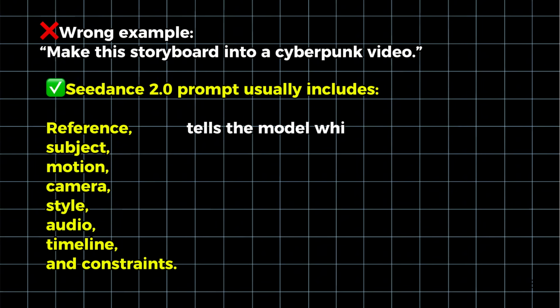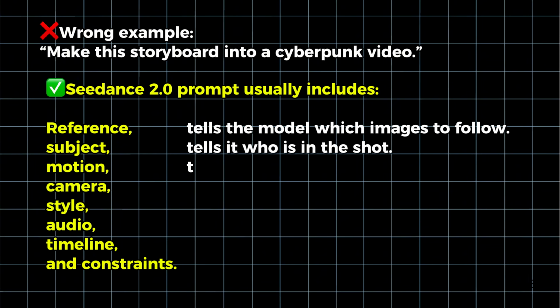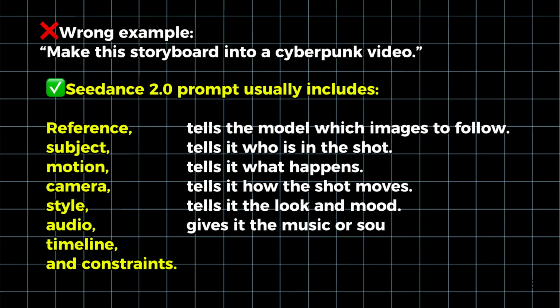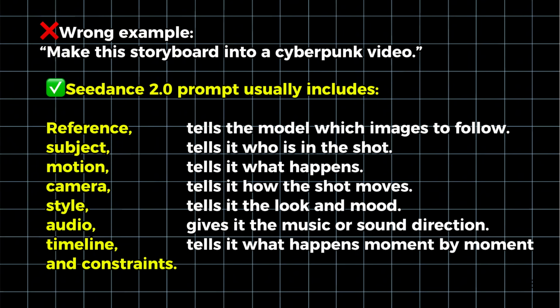Reference tells the model which images to follow. Subject tells it who is in the shot. Motion tells it what happens. Camera tells it how the shot moves. Style tells it the look and mood. Audio gives it the music or sound direction. Timeline tells it what happens moment by moment. And constraints tell it what not to break.